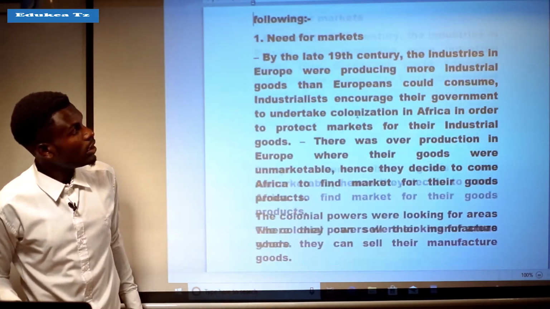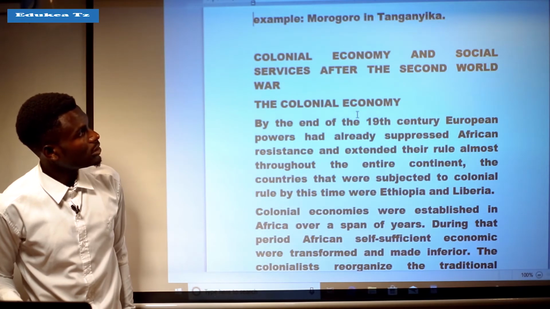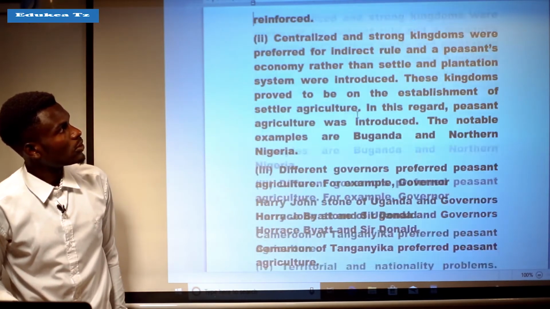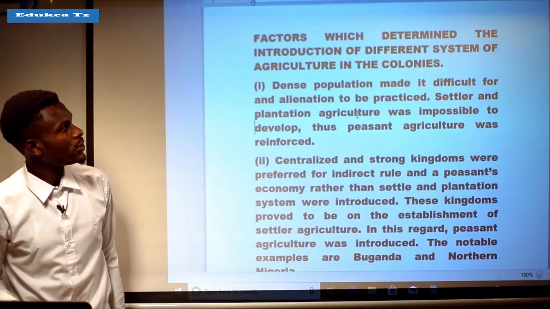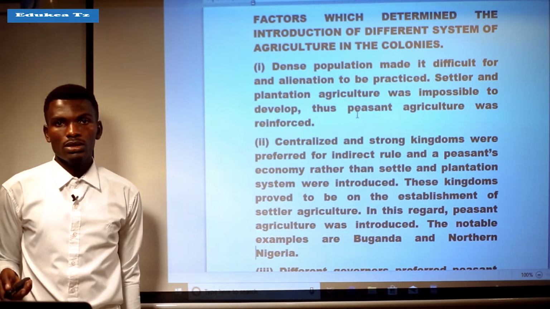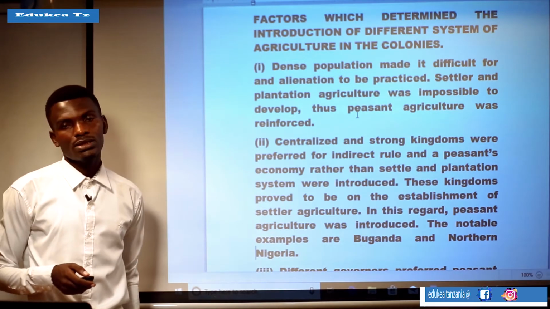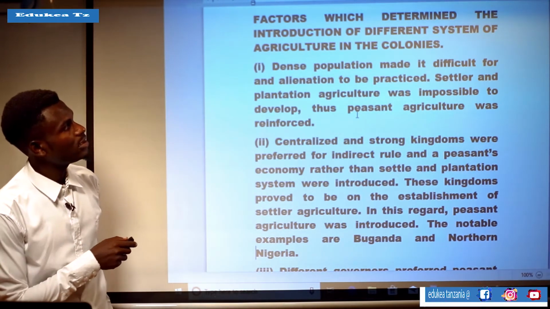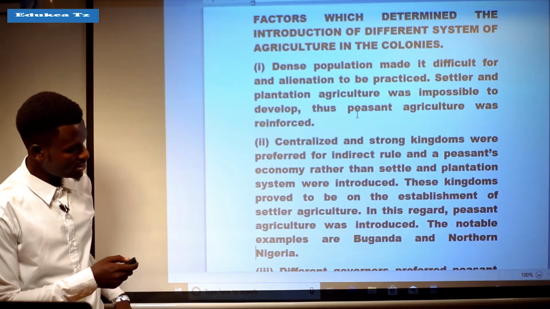As I told you, our topic has two subtopics, so now we are going to see the second subtopic, which is the establishment of various agricultural systems in colonies. So let us see the factors which determined the introduction of different systems of agriculture in the colonies.